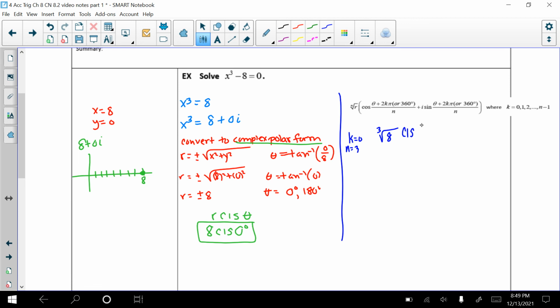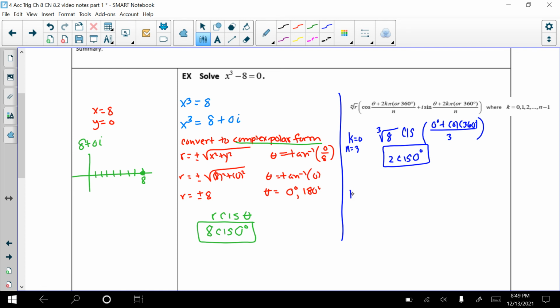So cube root of 8, cis for shorthand notation, theta is 0 degrees plus the k value 0 times 360, all over our n value 3. So cube root of 8 is actually 2. Cis, 0 plus 360 is 0. 0 divided by 3 is 0. So we have 2 cis 0 degrees. I'm going to box that.